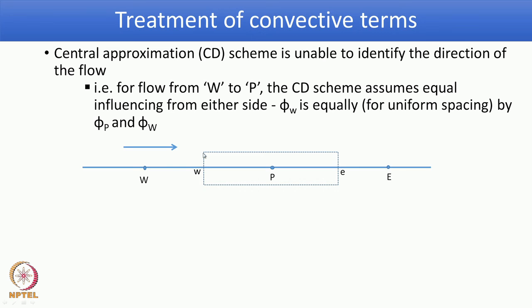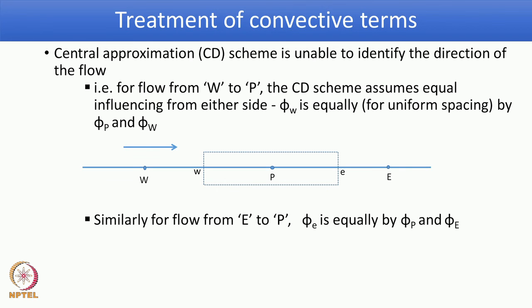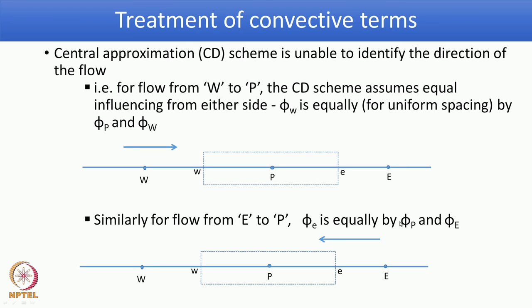That means, phi at this face w takes a value of phi at P and phi at W, divided by 2. That is for uniform spacing. Of course, if it is a non-uniform spacing, you take into account the weightages. Similarly, for another situation, if the flow happens to be from right to left, then phi at the east face is evaluated based on phi at the east node and phi at the P node. Now, why do you have this flow direction changing? That may be a curious question.